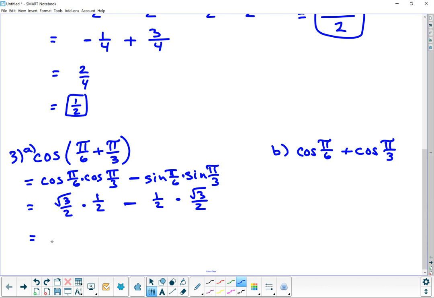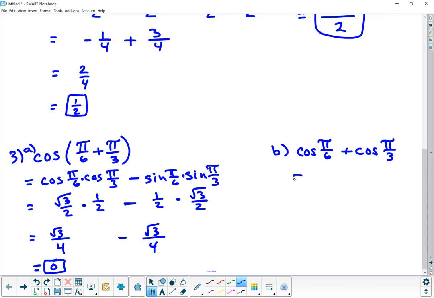Multiplication, multiply straight across. Radical 3 times 1 is radical 3. 2 times 2 is 4. Minus 1 times radical 3 is radical 3. 2 times 2 is 4. Radical 3 over 4 minus radical 3 over 4 makes 0. That's your final answer, and that's actually the correct answer.